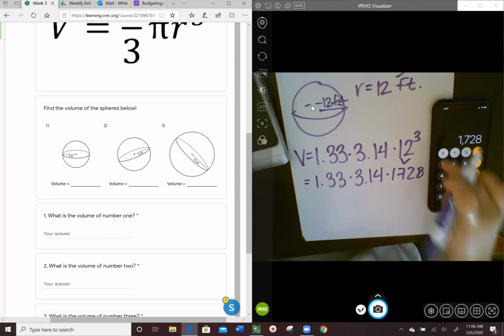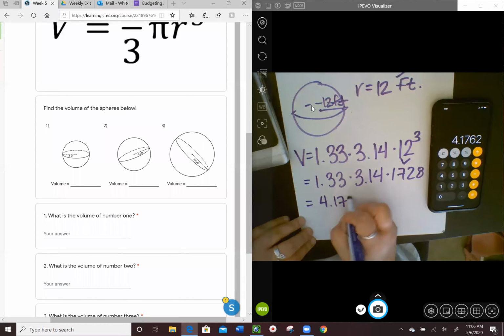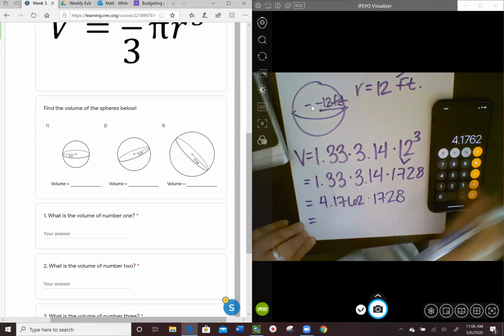And now we're going to multiply. And we're going to multiply left to right. So we're going to start with that 1.33 times pi. And last but not least, we're going to multiply these two numbers together.